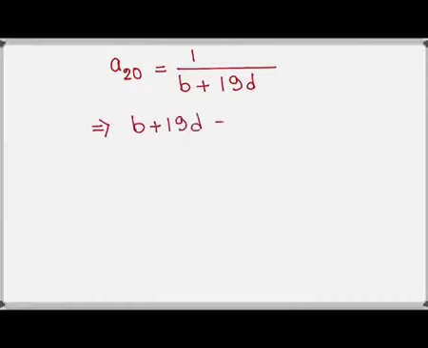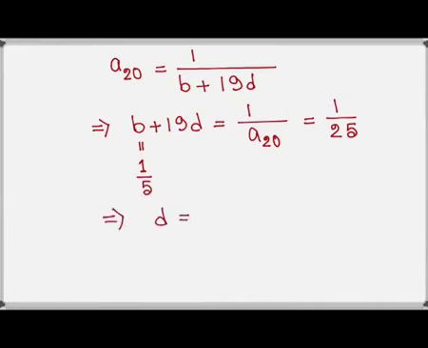Also note that A20 is equal to 1 by b plus 19d. Therefore, b plus 19d is equal to 1 by A20, which is equal to 1 by 25, and we know b is equal to 1 by 5. Therefore, d is equal to minus 4 by 25 into 19.